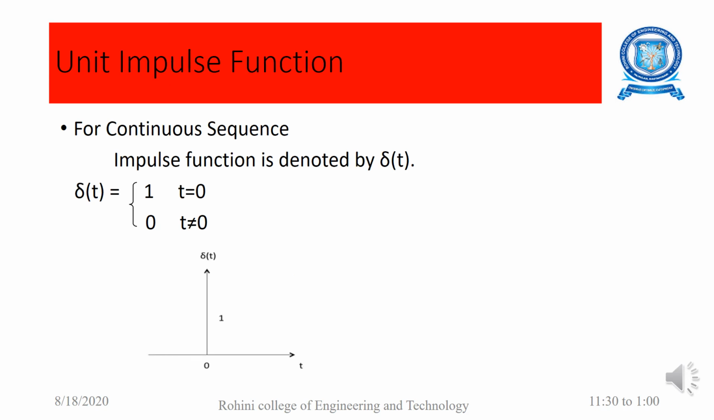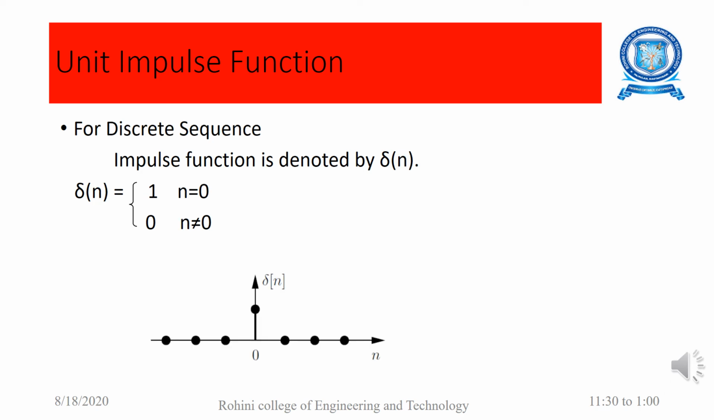Next we are going to see the second basic signal representation, the unit impulse function. This is also represented in continuous sequence format and discrete sequence format. For the continuous sequence, the impulse function is denoted by del of t. So t is continuous. Del of t is equal to 1 for t equal to 0, and 0 when t is not equal to 0. So del of t is enabled only when t is equal to 0. Only when t is 0, del of t is equal to 1. For all the remaining values, where t is not equal to 0, del of t is equal to 0.